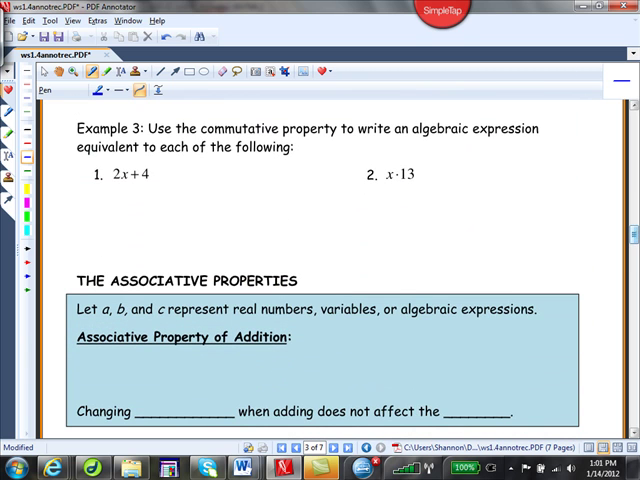Okay, so go ahead and pause the movie and do example 3 where you want to use the commutative property to write an algebraic expression that is equivalent to each of the following. So let's see how you did. So here for the first one, I'll go ahead and use the commutative property of addition. So this would be equivalent to 4 plus 2 times x. And this here, we would get 13 times x. And remember, when you have a number right next to a variable without any symbol between them, that implies multiplication.